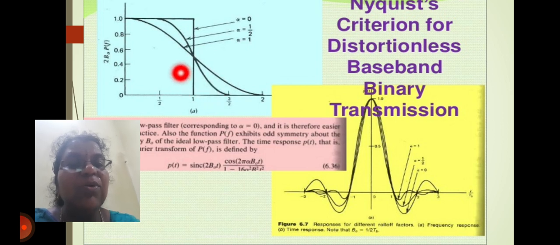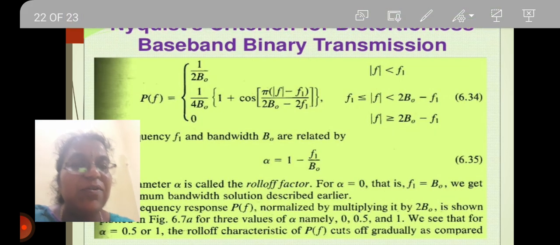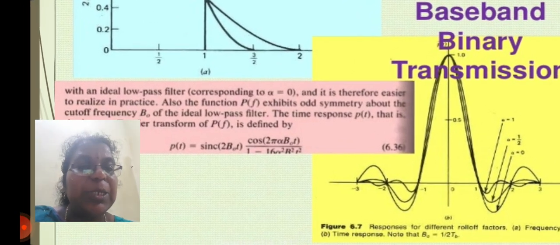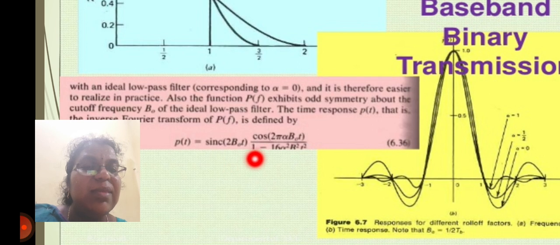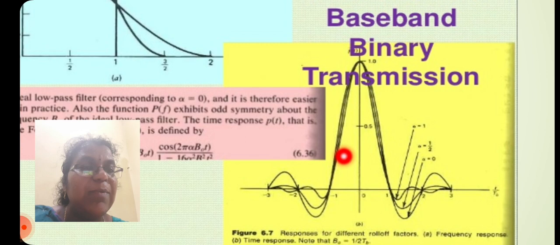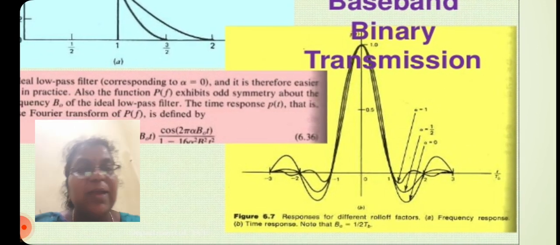Now for this P(f), the corresponding time domain representation P(t) is given by sinc(2B0 t) into cos(2 pi alpha B0 t) by (1 minus 16 alpha square B0 square t square). This is the corresponding time domain function in the practical solution for the Nyquist criterion. Thank you.